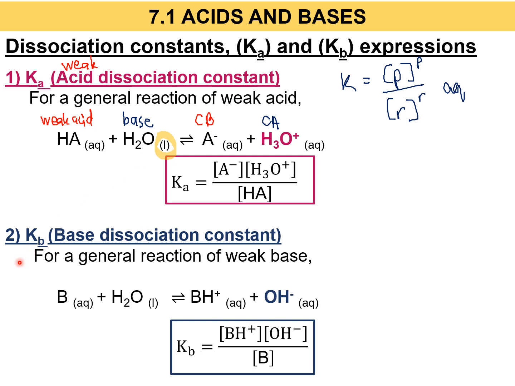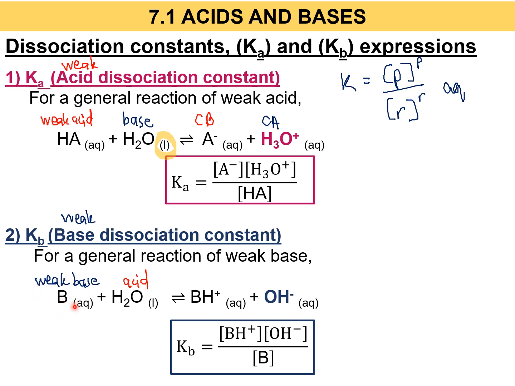Next, how can you build a Kb expression? Kb is for a weak base. Sorry, this is the weak base dissociation constant. For example, if you have a general reaction of a weak base, B is the weak base. When it dissociates, it needs the help of water and it will dissociate partially, therefore it will have a reversible arrow. So when it needs the help of water, H2O here, if this is a weak base, H2O will become the acid. H2O is flexible. You have to remember that a weak base pairs with a conjugate acid.